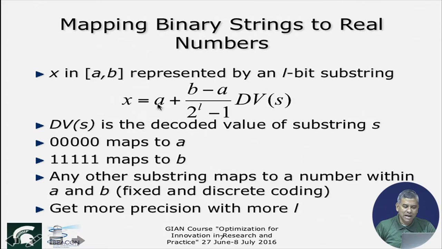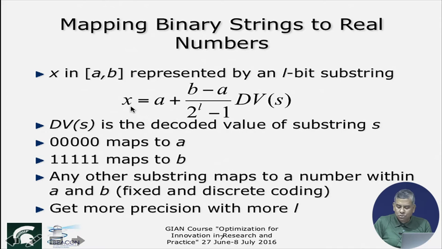And for all these strings, if you go from one to the next string, you will just go to the next point in those 32 points that you have, is that right? And the gap between any two of them is equal, no matter where you go. So this is called uniform mapping. This is a linear mapping between S, or the decoded value of S, and X. Is that clear? Now, 32 may not be too many, right?